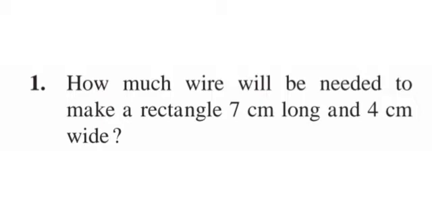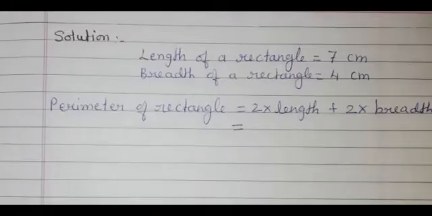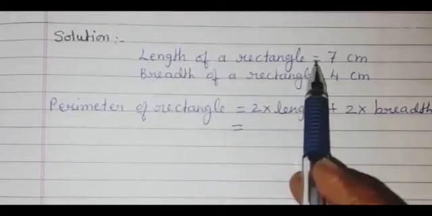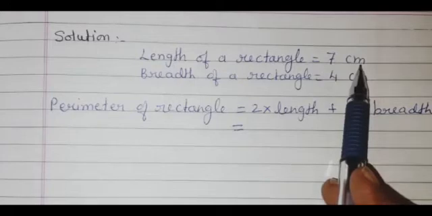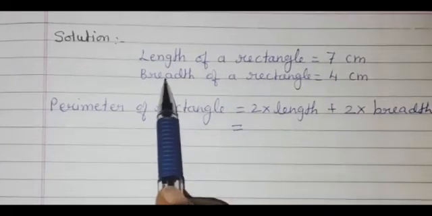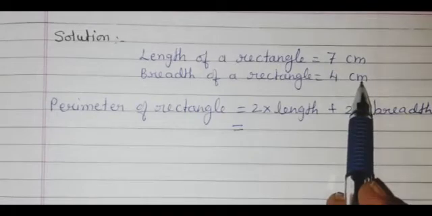Question 1. How much wire will be needed to make a rectangle 7 cm long and 4 cm wide? In this question, we will find out total length of wire to make a rectangle, which is 7 cm long, means length is 7 cm, and 4 cm wide means breadth is 4 cm. Now let's solve. Now according to the question, rectangle 7 cm long. So length of a rectangle is equal to 7 cm and 4 cm wide. It means breadth of a rectangle is equal to 4 cm.